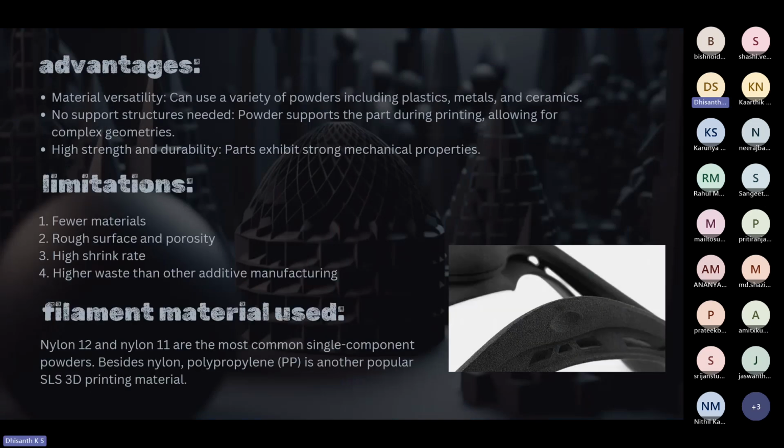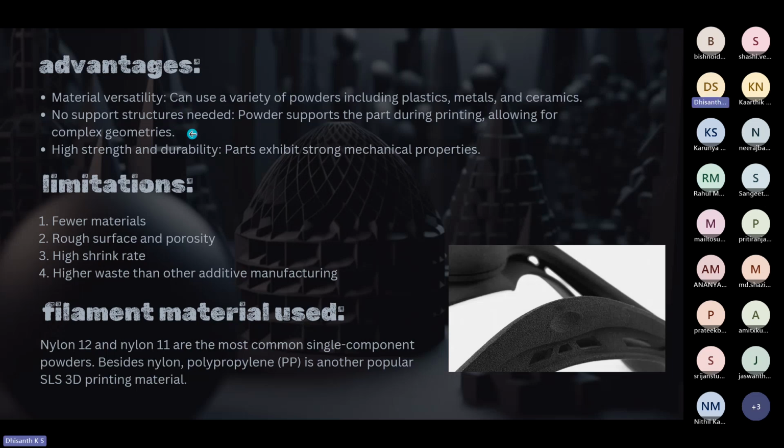Okay, now let's see the advantages and limitations of the SLS 3D printer. An SLS 3D printer can use a variety of powders, including plastics, metals, and ceramics. This 3D printing method not only involves plastics, as in filament based or polymer based 3D printers. This method can be used with metals and ceramics also. The powder can be a polymer or a metal or a ceramic, for which the laser can be used to fuse them together.